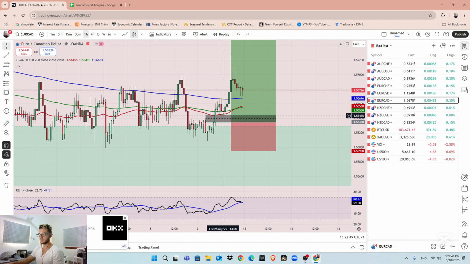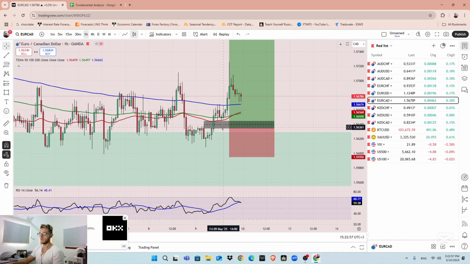And also we have this low right here which can work as liquidity, so we might sweep liquidity and continue to the upside.